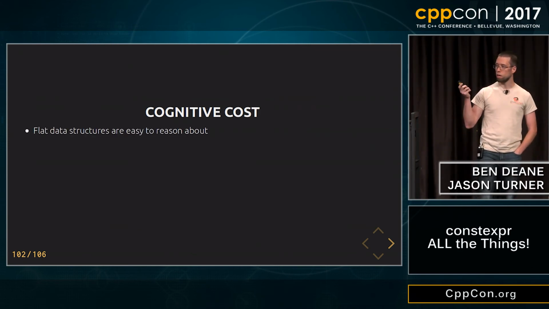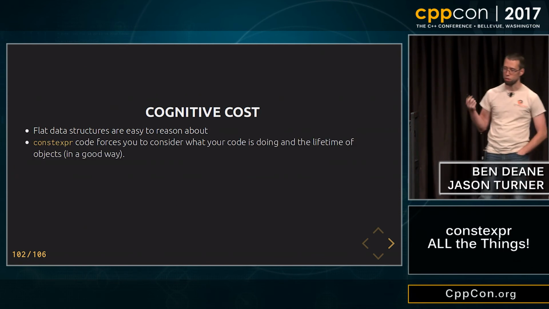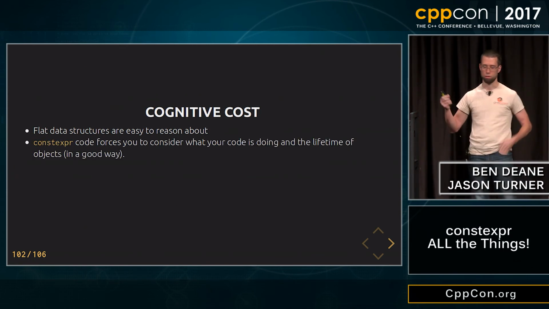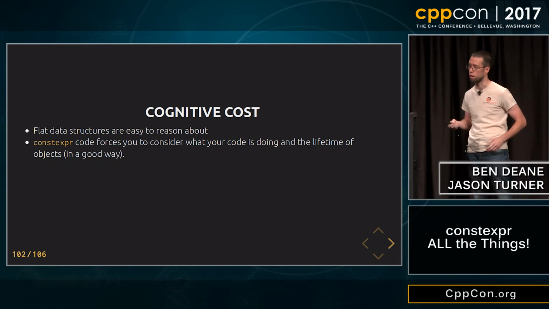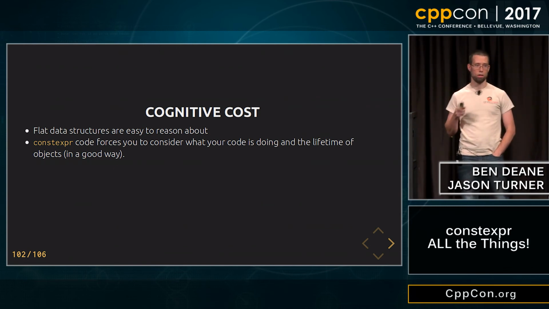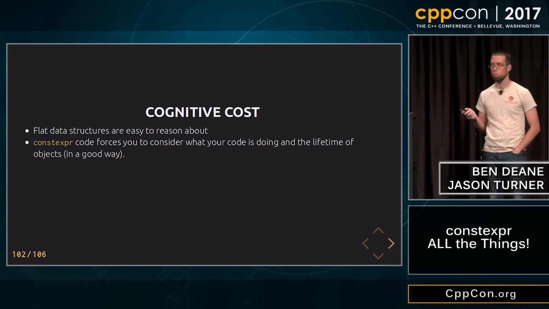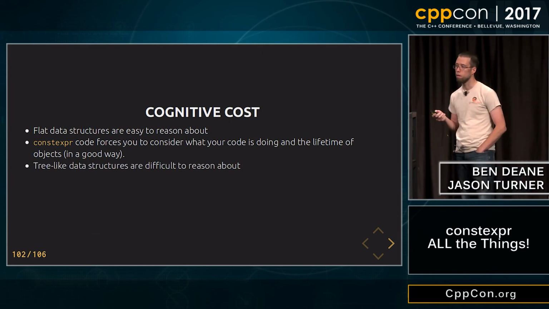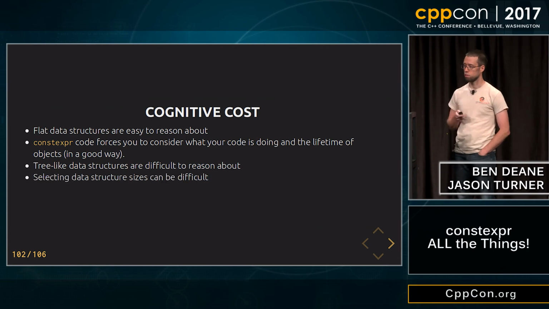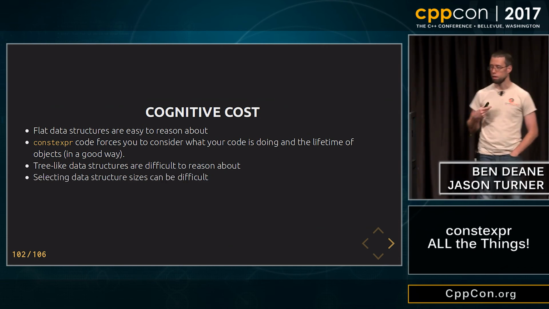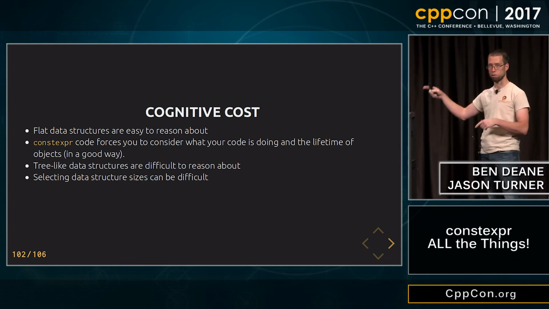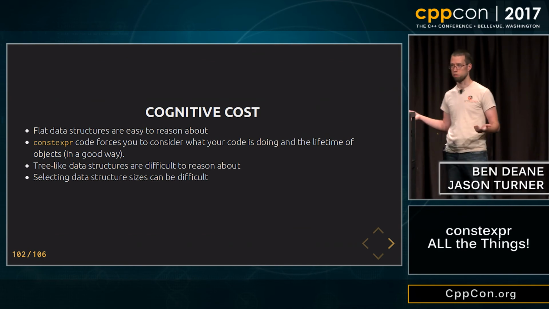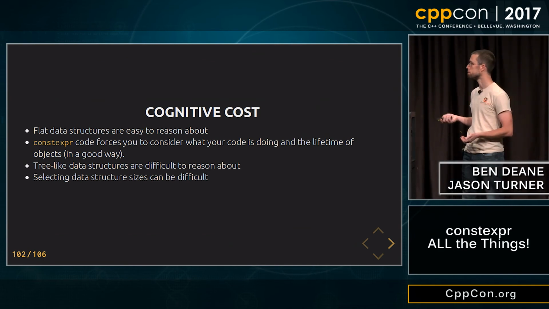Right. So flat data structures were easy for me to reason about, but once we started to get into these nested things, that became a pain. I lacked the imagination for it. Ben figured it out. Constexpr code, in a good way, forces you to think about what the lifetime of your objects are, and I'm really big about making people think about the lifetime of their objects. And like I just said, tree-like data structures are difficult for me to reason about. And if you're building your data structures, you have to select a size somehow. You can write a parser of parsers to do it, or you have to just come up with an arbitrary number at some point.